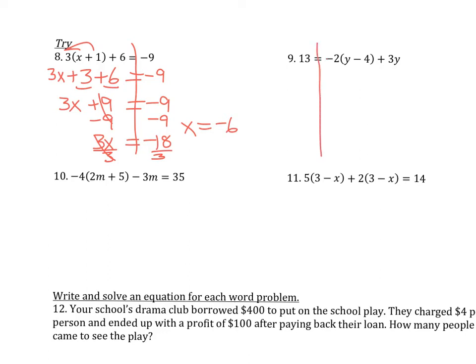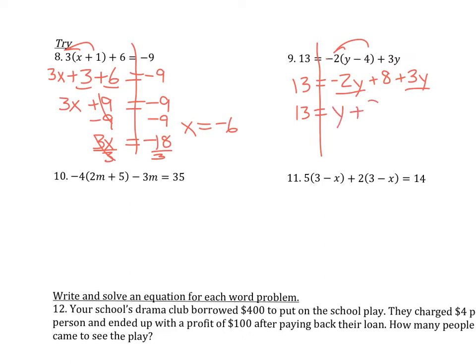All right, number 9. Distribute my negative 2 in. So leave my 13 alone over here. Negative 2 times y is negative 2y. Negative 2 times negative 4 is plus 8. Bring down your plus 3y. On the right-hand side, I see same side simplify with negative 2y and 3y. So I bring my 13 down. Negative 2y plus 3y leaves me with a single y.